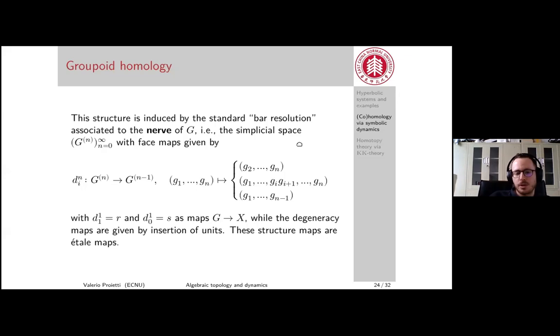And the face maps are the usual ones. The first one forgets the first arrow, the last one forgets the last arrow, and then in the middle, I just compose two arrows.